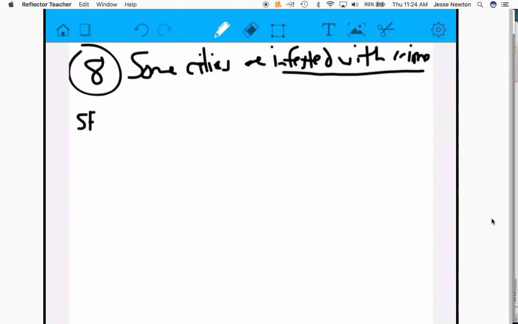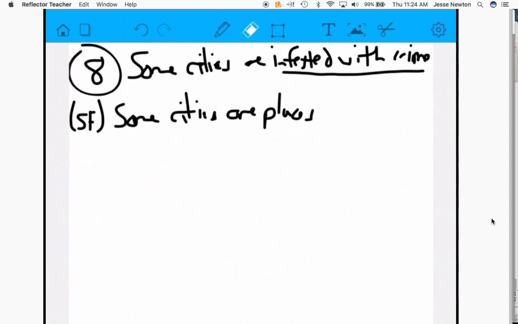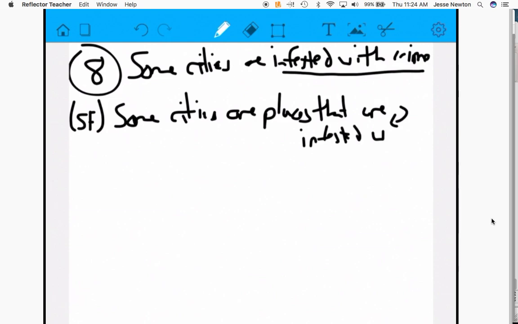So what's going to be standard form? We're going to say some cities, and you could say a lot of different things here, but I'm going to say are places that are infested with crime.